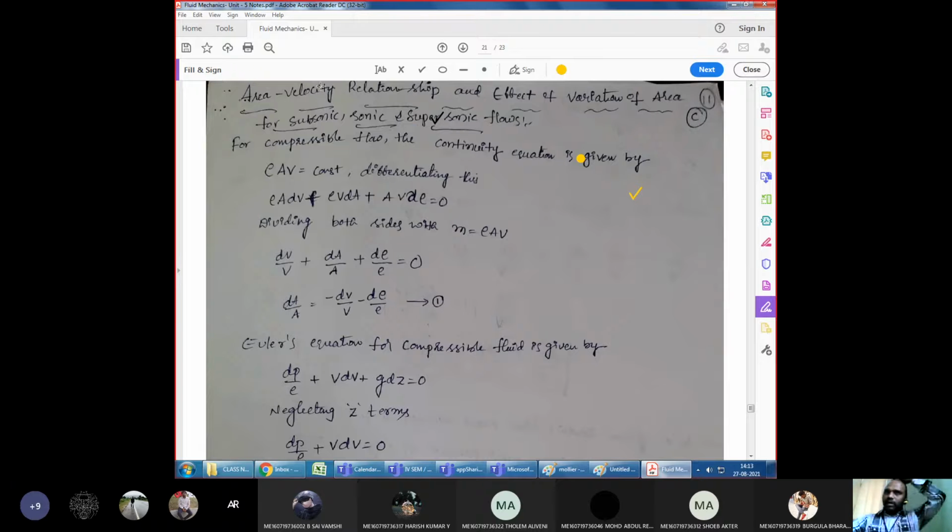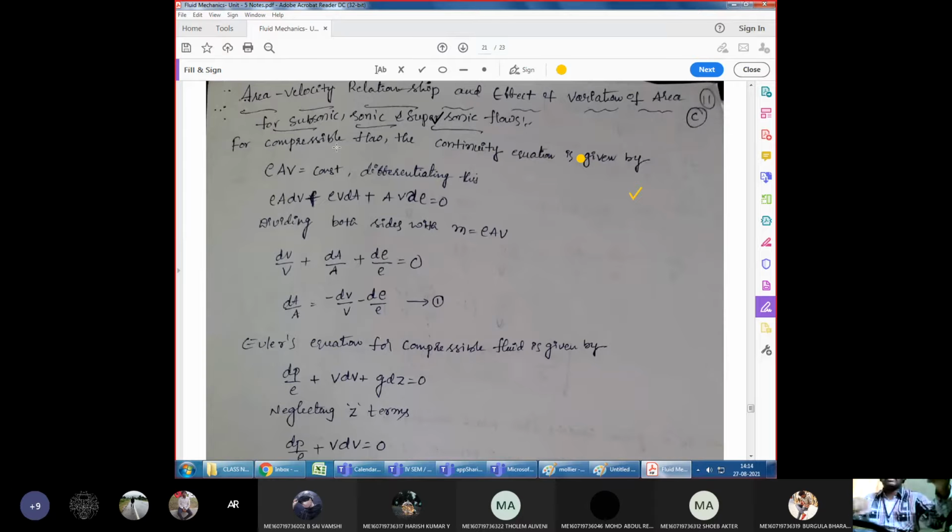Area, velocity, pressure relationship for the flow of steam through a nozzle. We will discuss for subsonic, sonic and supersonic. I will discuss what subsonic, sonic and supersonic mean in coming time. As we know, the continuity equation for compressible fluids says that the mass flow rate is constant. The mass flow rate is the mass of the fluid flowing through a cross section for a particular time. That is conservation of mass.